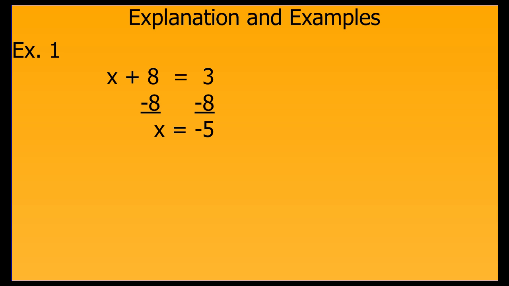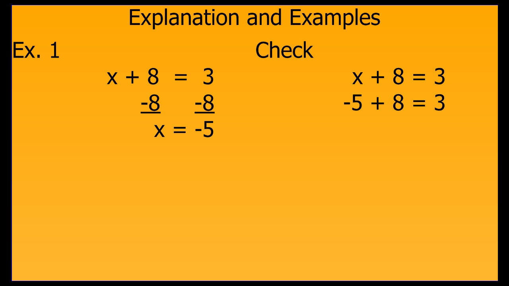Now the great thing about solving equations is that we have a built-in way to tell if we did it correctly. We do that by checking our answer. The first step is to rewrite the original equation. Then we substitute in the answer we got, in this case -5, for the variable x. Then we simplify. Since both sides of the equation end up being equal, we know our solution was correct.